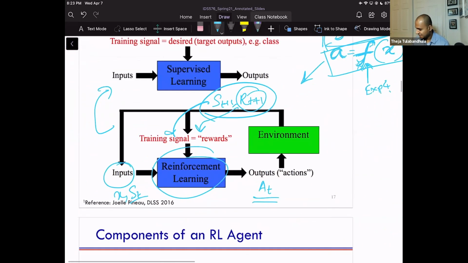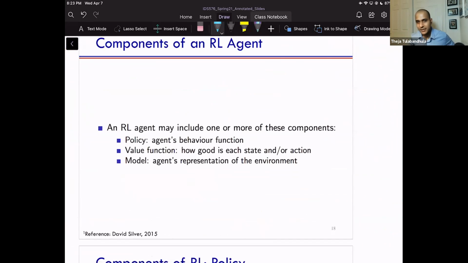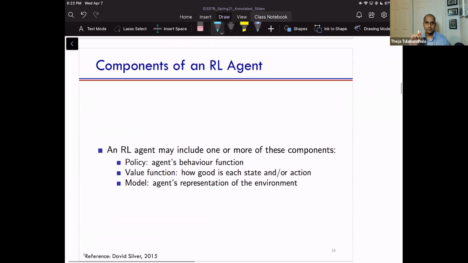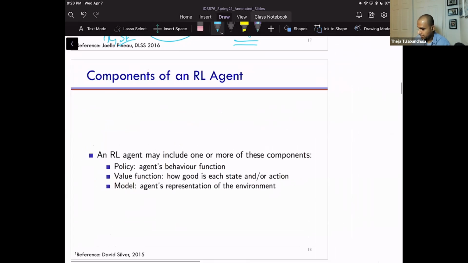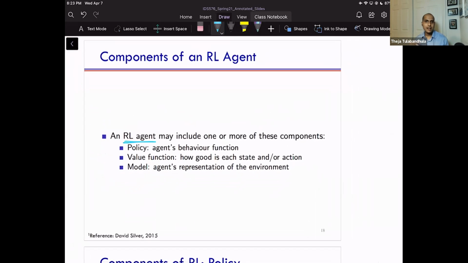I'm really running out of time, but let me at least mention a couple more basic aspects of RL, to describe the RL problem and any RL solution. Any RL solution, which means an RL agent, will typically include one or more of these three objects. One is a policy, which we just saw: that function f which goes from a state to an action is a policy. We already know what a policy is. There are two more objects: the second one is a value function, and the third one is a model.